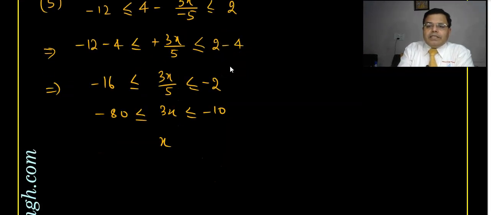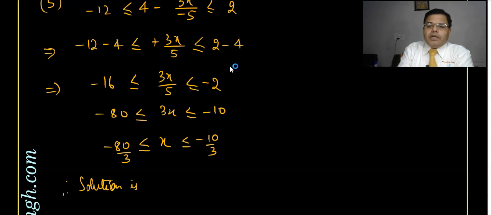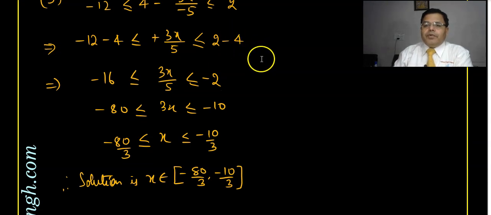So x is less than or equal to minus 10 by 3 and greater than minus 80 by 3. 3 is a positive number, so there will be no change, and therefore the solution is given by x belongs to minus 80 by 3 and minus 10 by 3. So that will be the answer, right? I hope you got it.